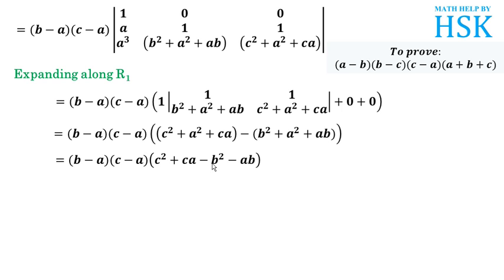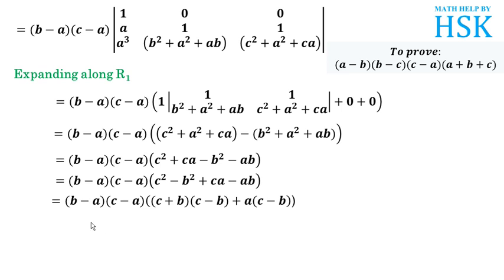Writing c square minus b square separately and ca minus ab separately, I am going to obtain this as (b minus a) into (c square minus b square plus ca minus ab). Factorizing these terms, I get (c plus b) into (c minus b), and taking a common, I get a into (c minus b). Taking c minus b common from these two terms, I am going to obtain (b minus a)(c minus a)(c minus b)(c plus b plus a).